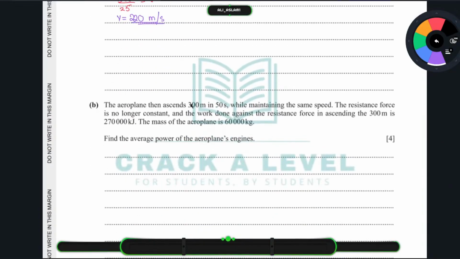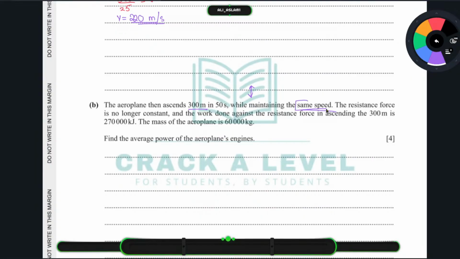Part 2. The airplane then ascends 300 meters. While maintaining the same speed, the resistance force is no longer constant, and the work done against resistance force in ascending the 300 meters is this. The mass of the airplane is this. Find the average power.